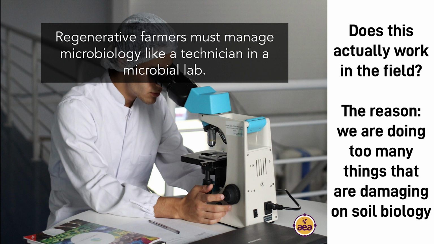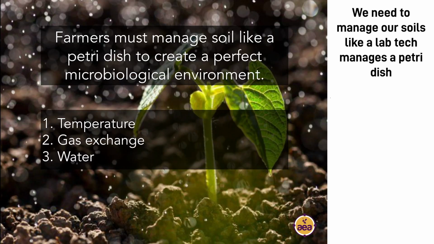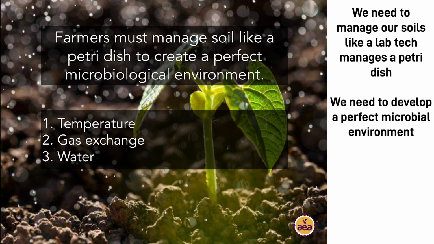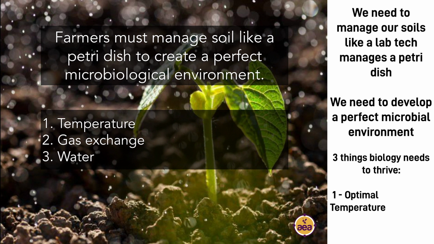So I want to talk about two particular pieces that we need to shift in order to have this type of microbial activity in the field on scale. We need to think about managing our soils the same way that a laboratory technician would manage a petri dish. We need to develop a perfect microbial environment, or as perfect as possible given the climatic constraints, environmental constraints, etc. There are three things that biology really needs to thrive very well. They need optimum temperature and good gas exchange and water. Not a new conversation, but I think I'll offer some new perspectives that you may not have considered before.